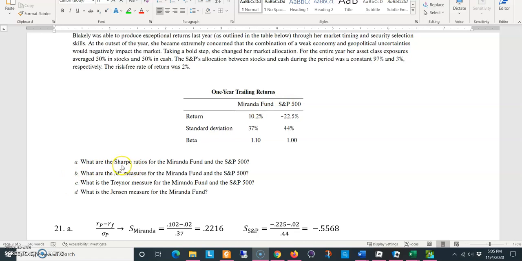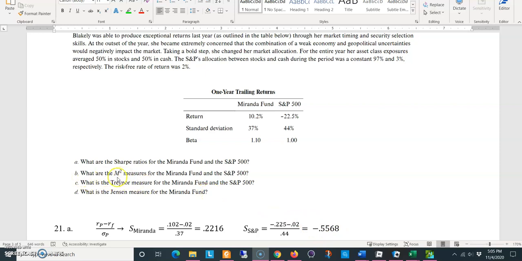So we have to calculate the Sharpe ratio. How can I calculate the Sharpe ratio? First, calculate the excess return for the portfolio. So that is 10.2% minus RF, 0.02, divided by the sigma. So that is 0.2216. Do the same thing for the index: the return minus RF divided by sigma, which is minus 0.5568.